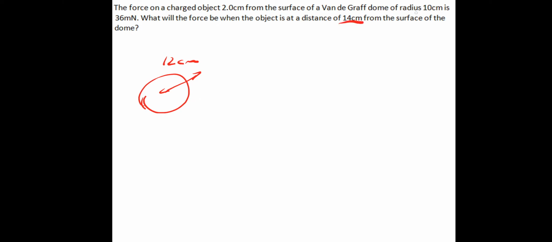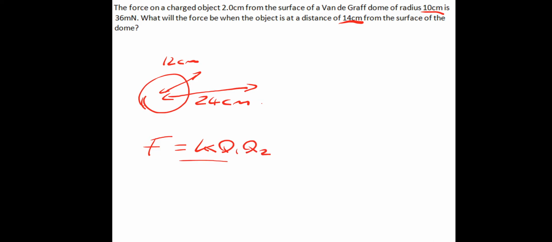So 14 centimeters from the surface plus the 10 centimeter radius, which I just crossed out by accident, gives a distance of 24 centimeters from the center. Now, what you need to realize is that is double the distance. The force is equal to, just to do a proper explanation, k Q1 Q2 over r squared. So force is inversely proportional to distance squared, and what we've essentially done is double the distance. If we double the distance, we've got to square it. So 2 squared is 4, which means the force will go down by a factor of 4.